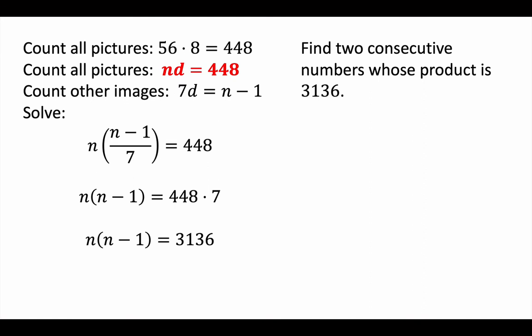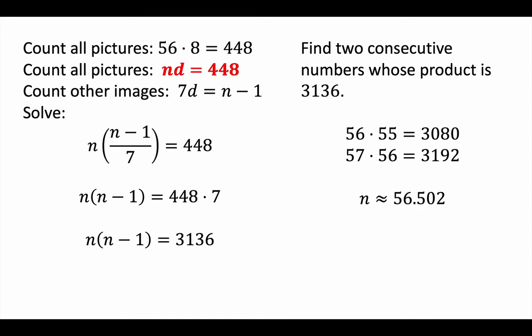Well, we can do some number checking, right? 56 times 55 is 3,080, so it shouldn't be too far from this. Let's just go up one. 57 times 56 is 3,192, already too big. For those of you who might be curious about the solution to this equation, it's approximately 56.5.